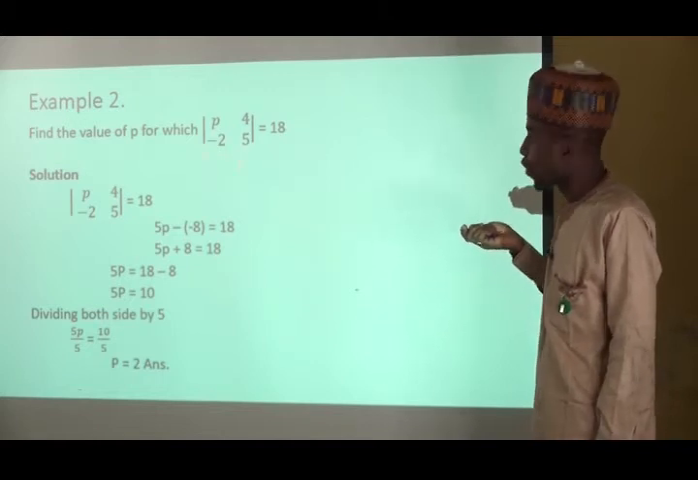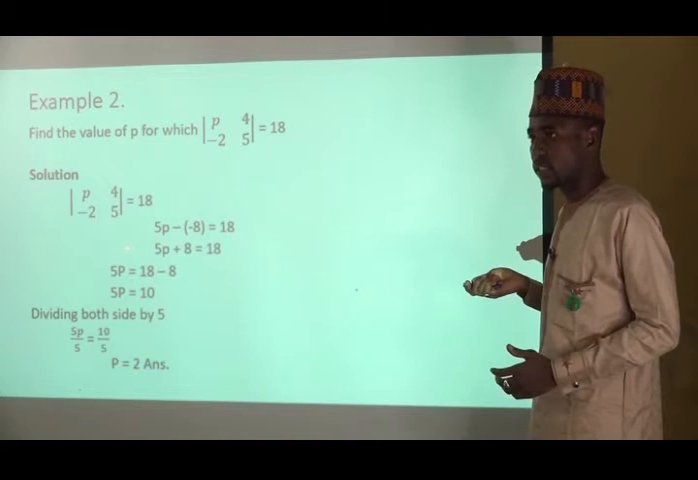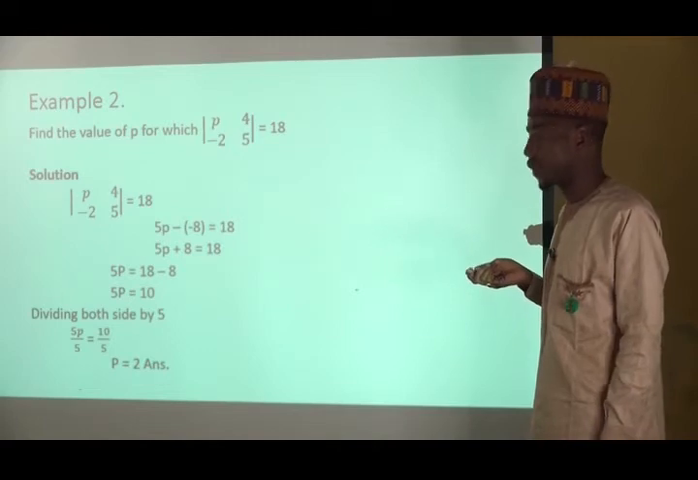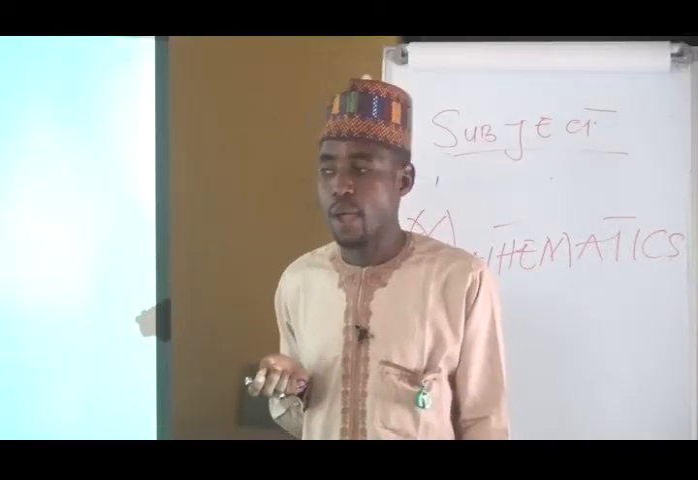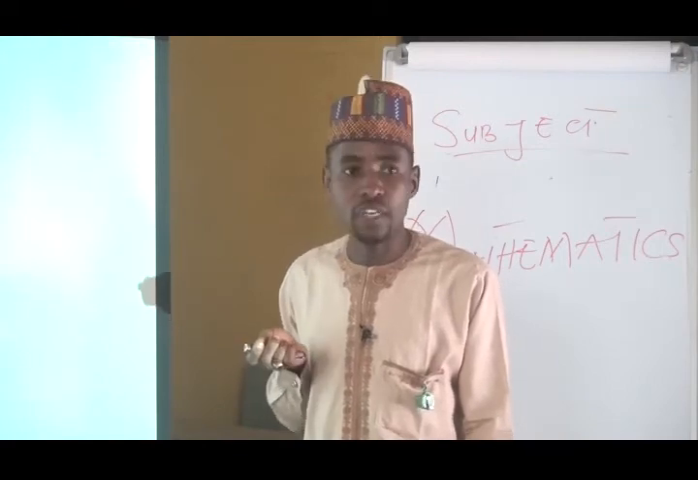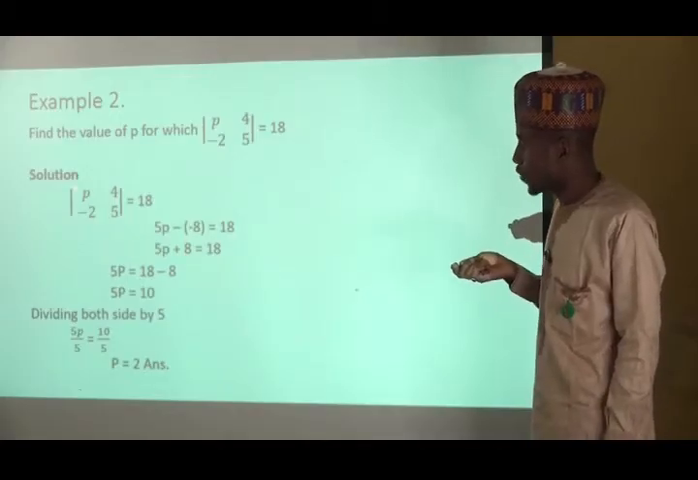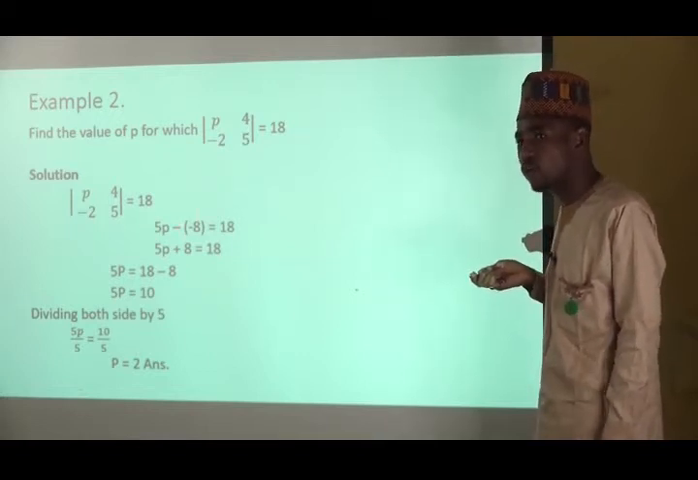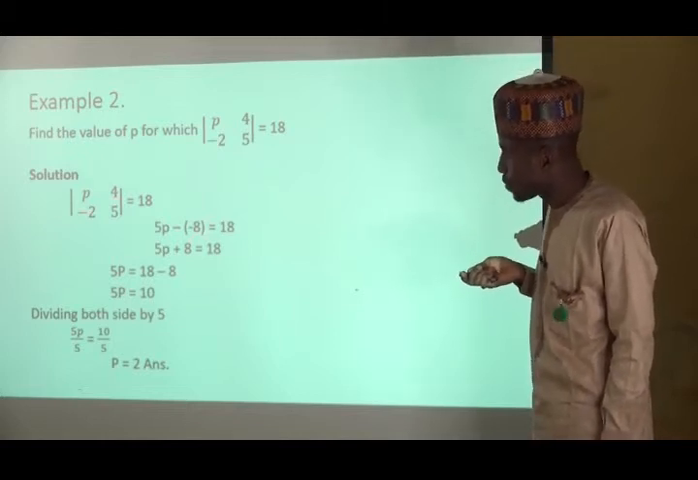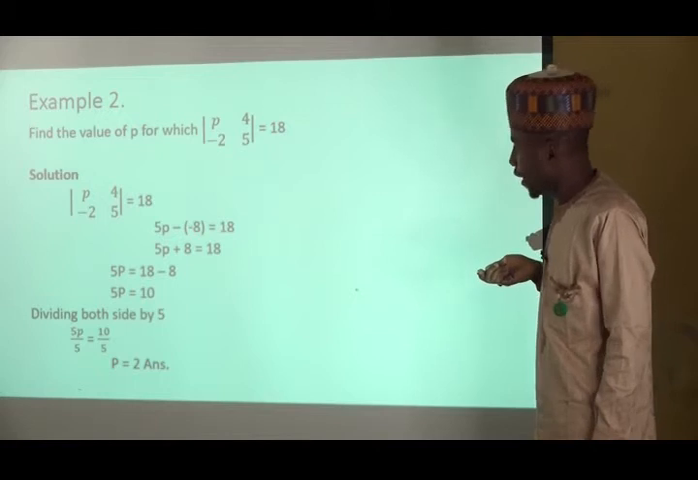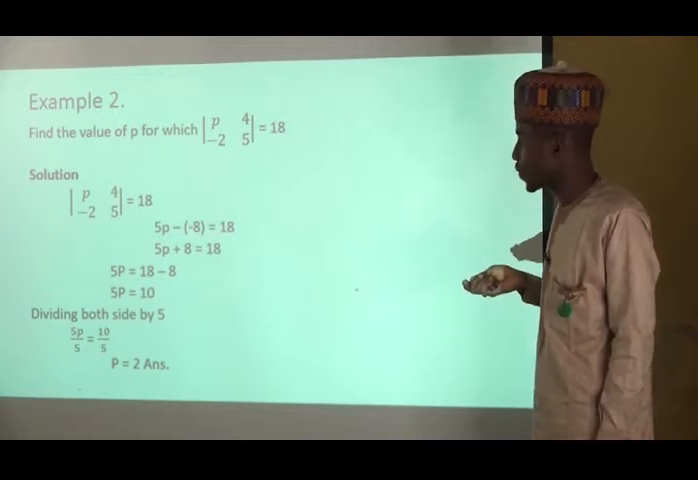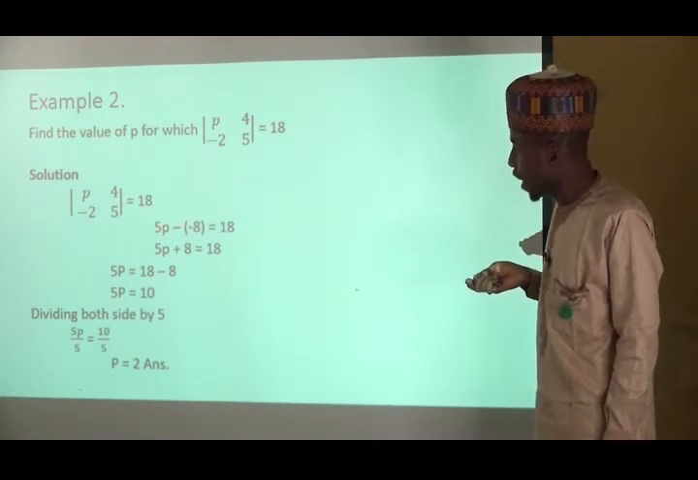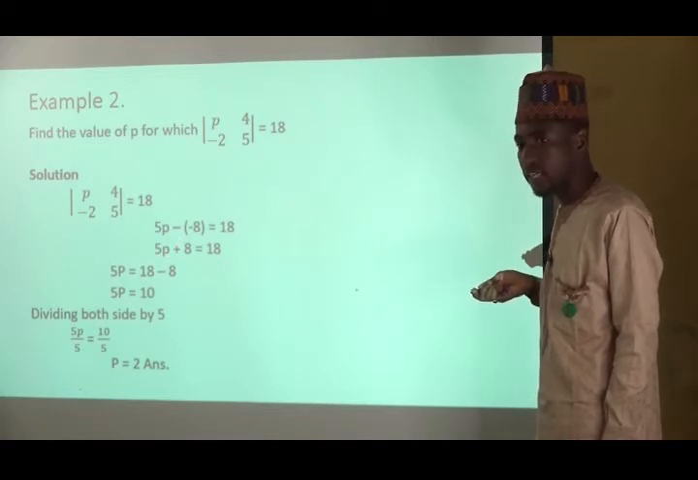So the same way you evaluate the determinant in the first example, you will do it the same way here. That is, you multiply P times 5 minus -2 times 4. Take note, when you multiply 5 times P, you have 5P. Then minus, this first minus is for the evaluation of the determinant. Then when you multiply -2 times 4, you have -8. Equals what? 18 is given from the question. Here, minus times minus, the sign will change to positive, that is plus. Then you have 5P plus 8 equals 18.